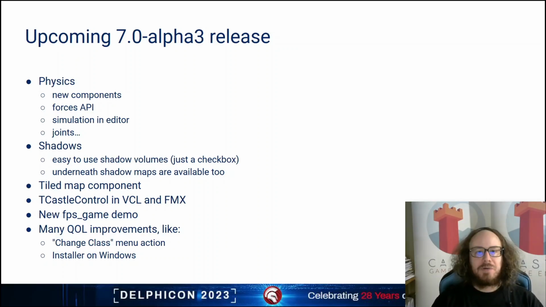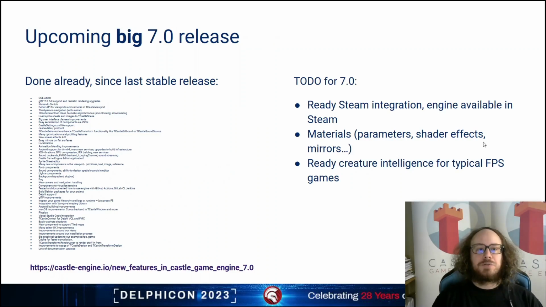So that's the roadmap of the talk. Like, talk about the new features in 7.0 Alpha 3, and also give you a general overview of the engine. Now, looking into the future, we are aiming for a big 7.0 release, hopefully in March, so next month.